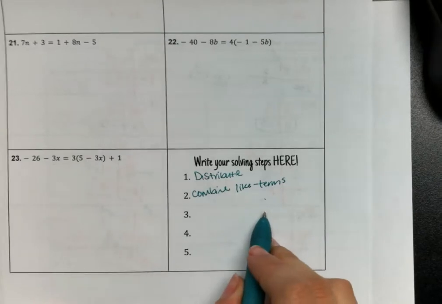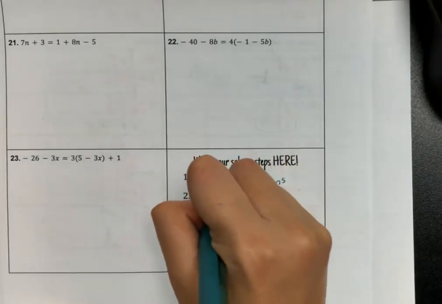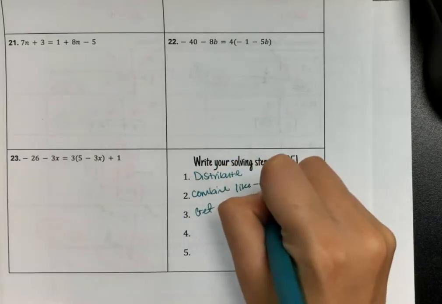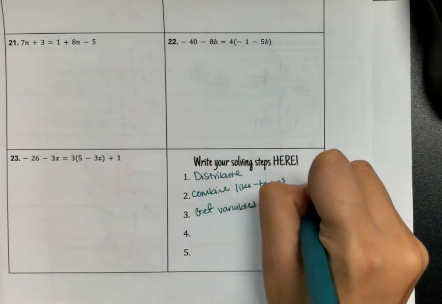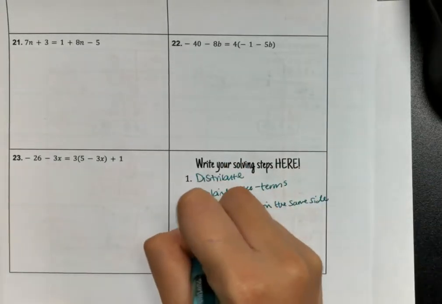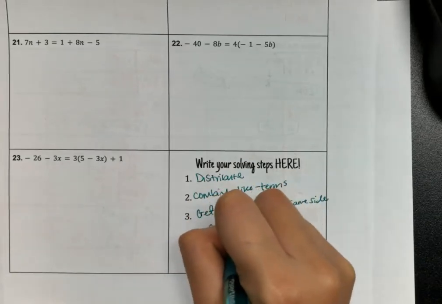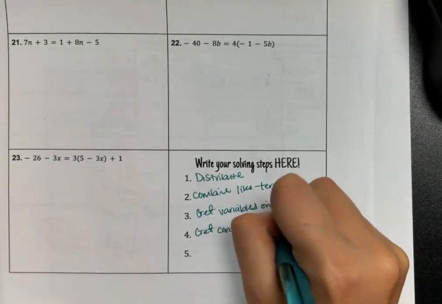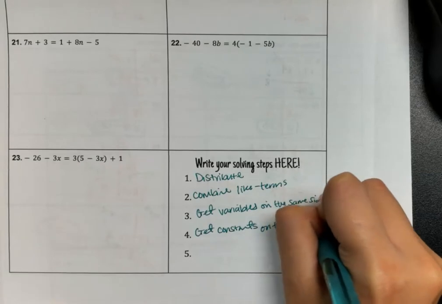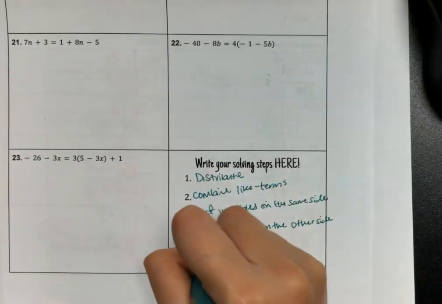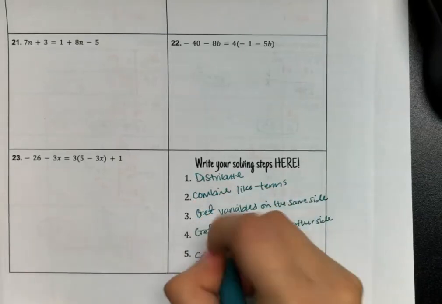Step 3 is, get variables on one side of the equal sign, or get them on the same side. Step 4, get constants on the other side of the equal sign. Remember, constants are numbers, regular numbers without a variable. And then finally, step 5 is solve for your variable, usually by division.